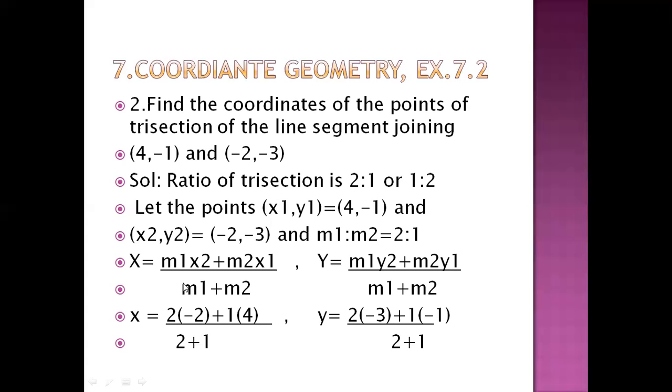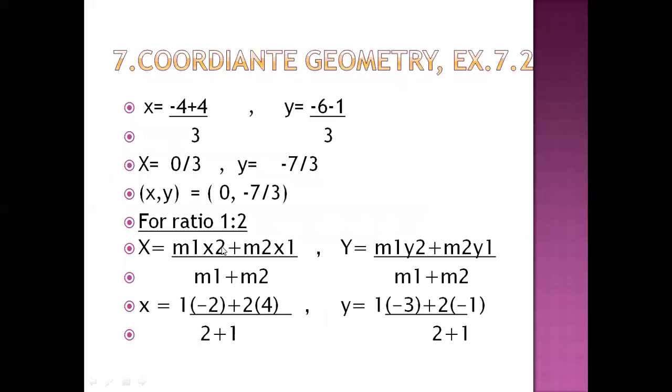Okay, these should be the values here. M1 is 2, x2 is -2, plus M2 is 1, and x1 is 4, by M1 plus M2, that is 2 plus 1. The next one is the y coordinate. M1 is 2, and y2 is -3, plus M2 is 1, and y1 is -1, by 2 plus 1, that is 3. So -4 plus 4, that is 0, 0 by 3, and here -6 minus 1, that is -7 by 3. So the coordinates of x and y are (0, -7/3).